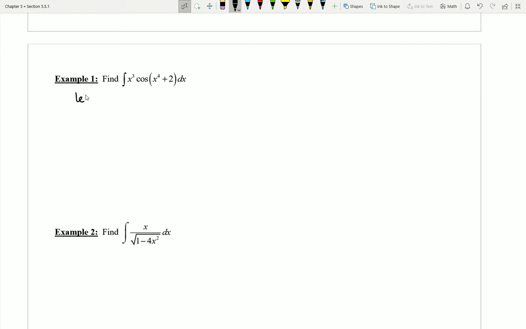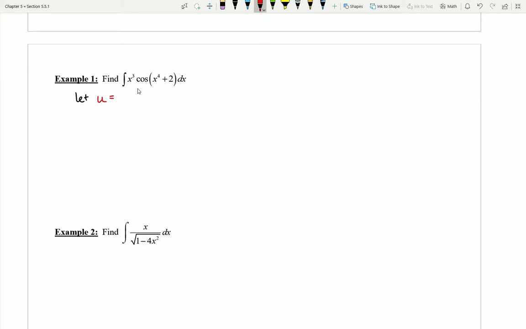So now I have to go ahead and think about what I might want to pick for the value of u. Again, it's difficult. You're probably going to deal with a lot of trial and error here at the beginning. But the goal again is I want to pick something inside of here that I could let be u, so that its derivative would also appear, or at least almost appear, inside of here as well.